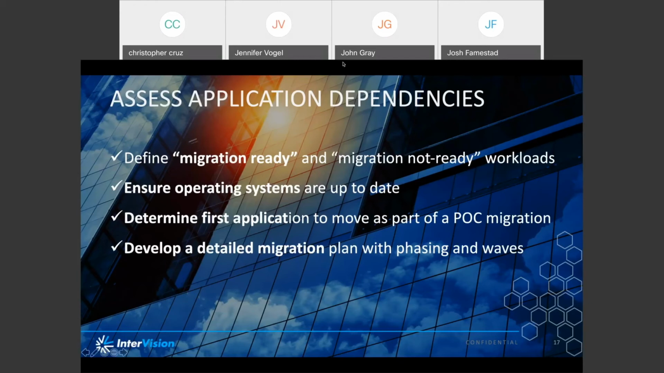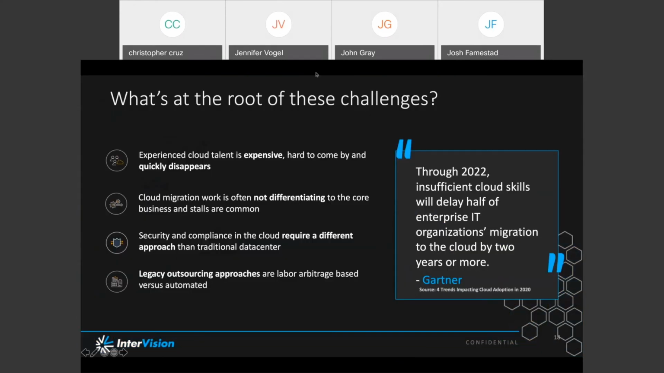So, kind of stepping back again, when we think about the root of the challenges around cloud migration, it's the talent, right? Talent is expensive, and people are expensive and hard to hold on to quite often. The migration work is just an IT thing. It's not adding business capabilities. So that can cause staff to get pulled off the projects to go work on cool new business functionality.